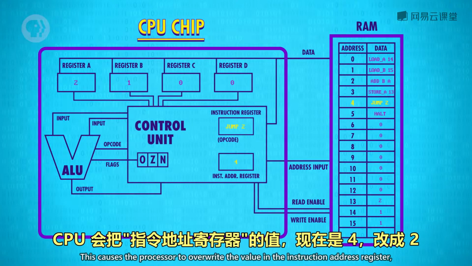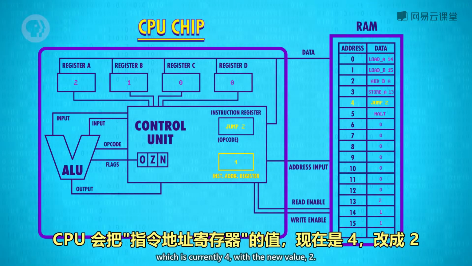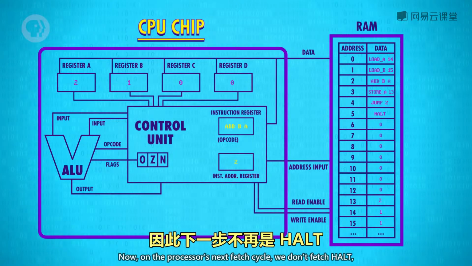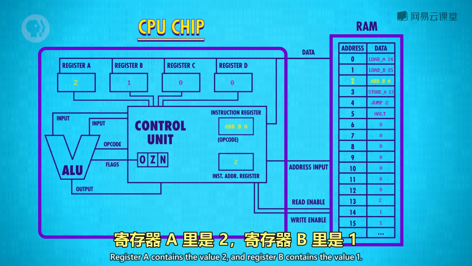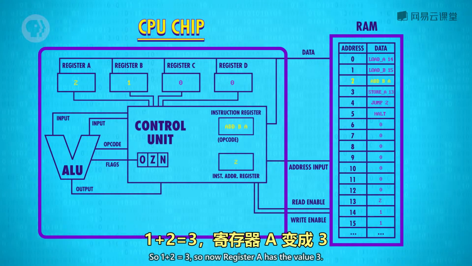This causes the processor to overwrite the value in the instruction address register, which is currently 4, with the new value 2. On the processor's next fetch cycle, we don't fetch halt. Instead, we fetch the instruction at memory location 2, which is add B A. We've jumped! Register A contains the value 2 and register B contains the value 1, so 1 plus 2 equals 3. So now register A has the value 3.